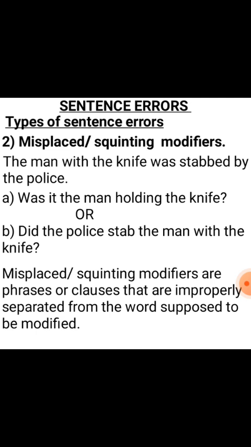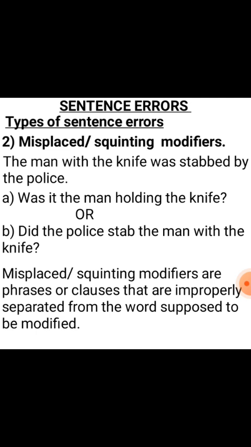So misplaced or squinting modifiers are phrases or clauses that are improperly separated from the word supposed to be modified. So with this, we can see that something is not modifying the right thing. We are confused. Who is holding the knife? Who is with the knife? Did the police stab the man with the knife, or is the man holding the knife? We do not understand anything. How can this statement get ambiguous? How can it get two sides? How can it be confusing?